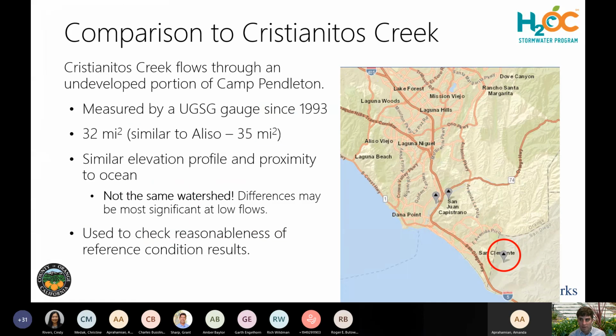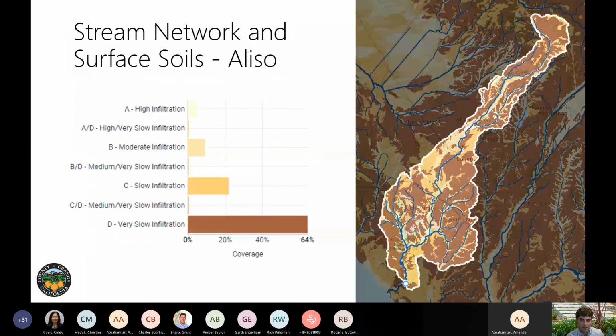We previously talked about a comparison to Cristianitos, and we cautioned it's not the same watershed. It might not be the same, but here's a way to look at whether we think we're right or not. Here's a look at the soil groups in Aliso. We have quite a bit of D soils, but a significant amount of B and C soils in certain areas, representing potential recharge zones within the watershed.